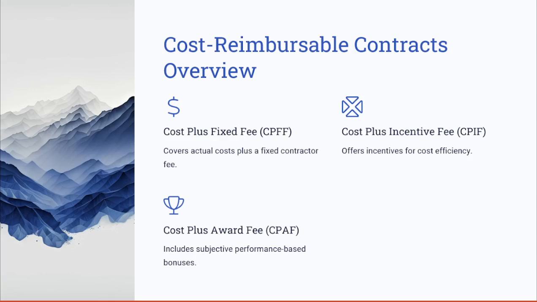The next type here we have is cost plus incentive fee. So these contracts motivate the vendors to control the costs while maintaining the quality. The last type we have is the cost plus award fee. Such contracts reward the vendors based on subjective performance metrics such as innovation or customer satisfaction. And these contracts provide flexibility for complex projects but require strong oversight to prevent any cost inflation.